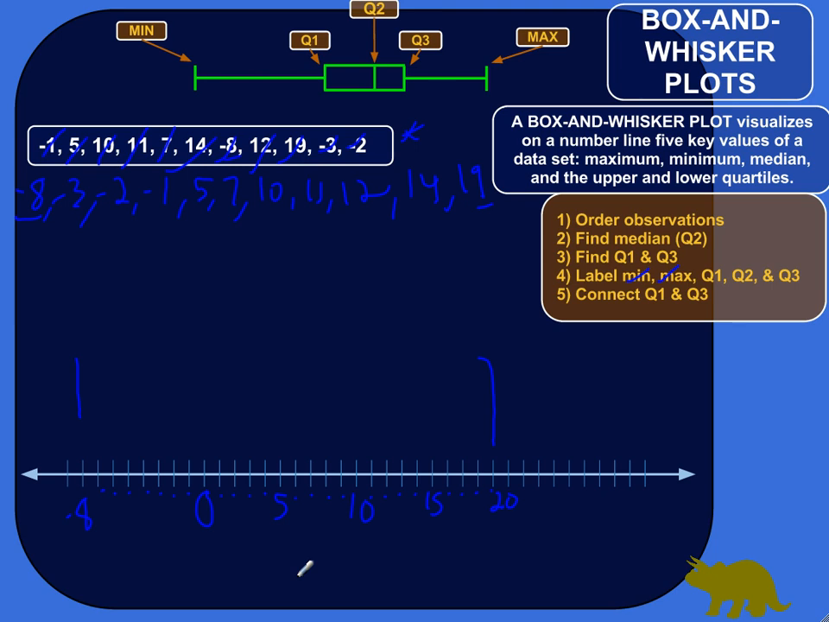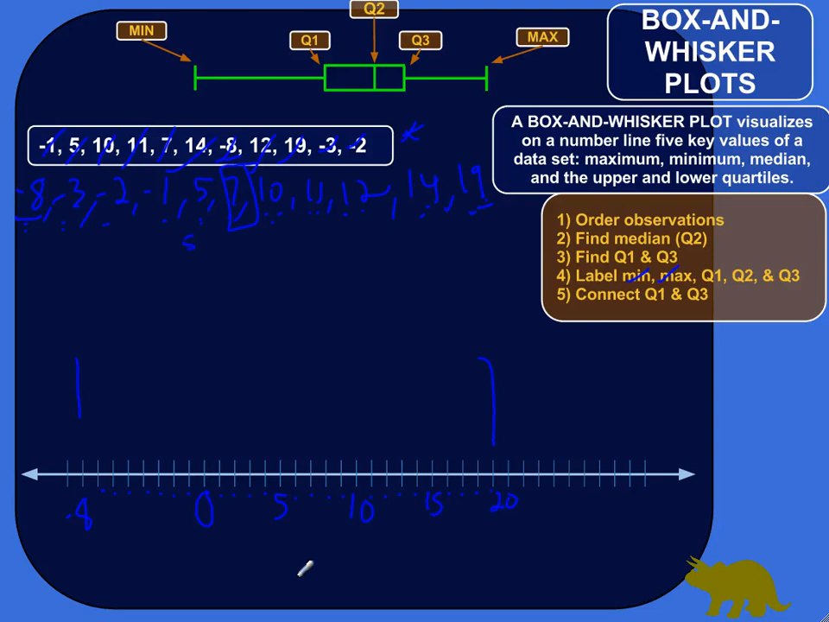Now the next step is to find the median of the data set, or the middle value. I've got 1, 2, 3, 4, 5, 6, 7, 8, 9, 10, 11 data points. So for the middle value, there'll be 5 data points below it and 5 above it. 1, 2, 3, 4, 5. 1, 2, 3, 4, 5. So 7 is the median. That's what splits the set of data into an upper half and a lower half. So there's 5 above and 5 below, as you see.